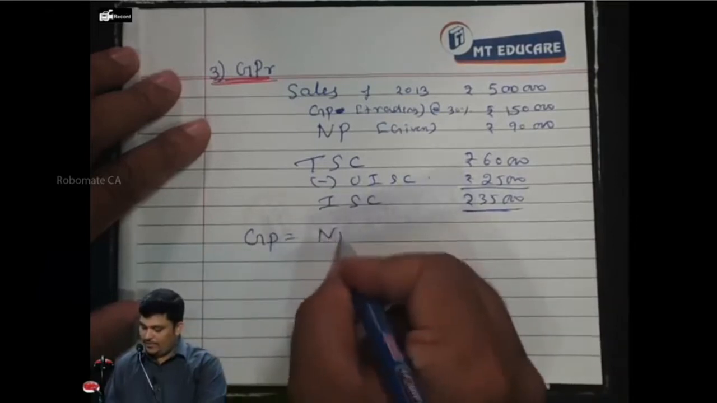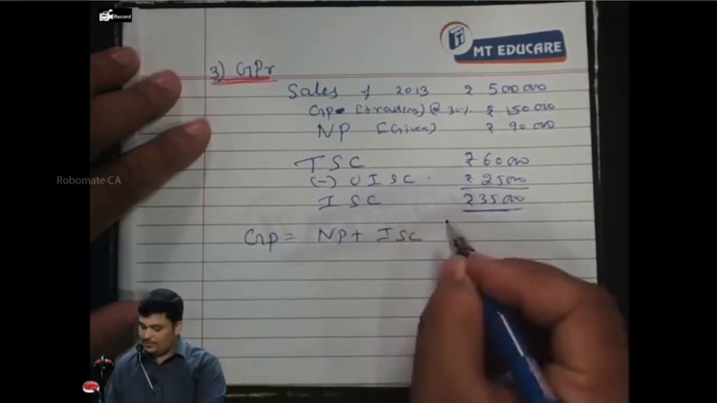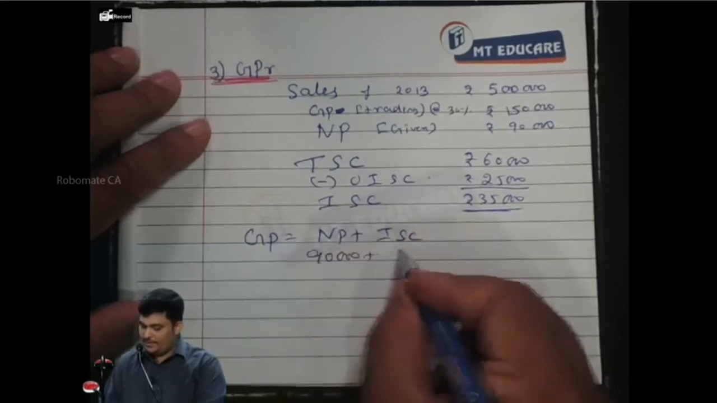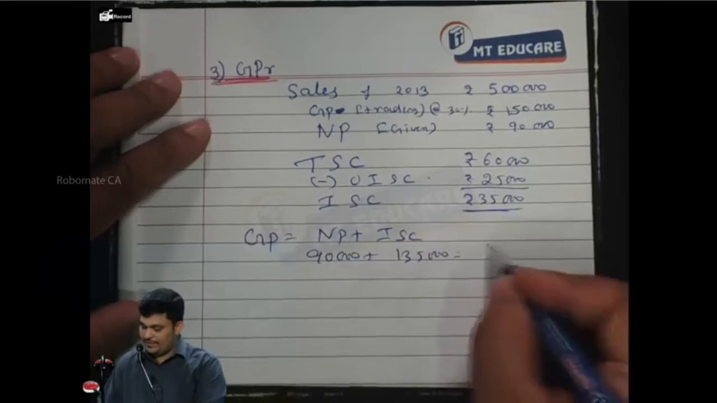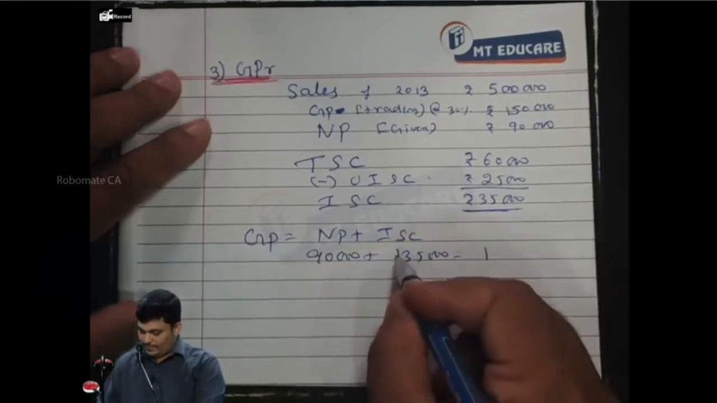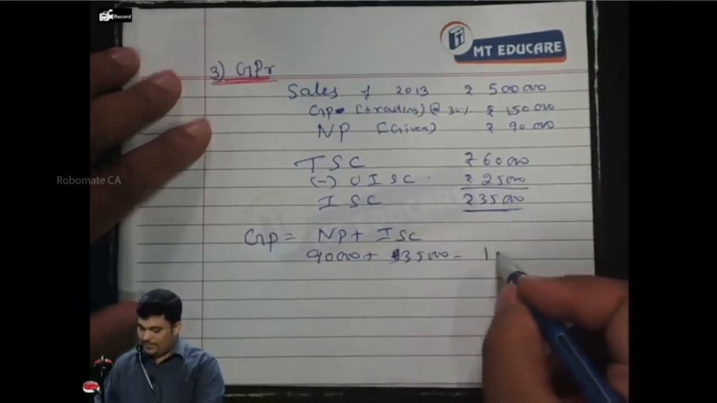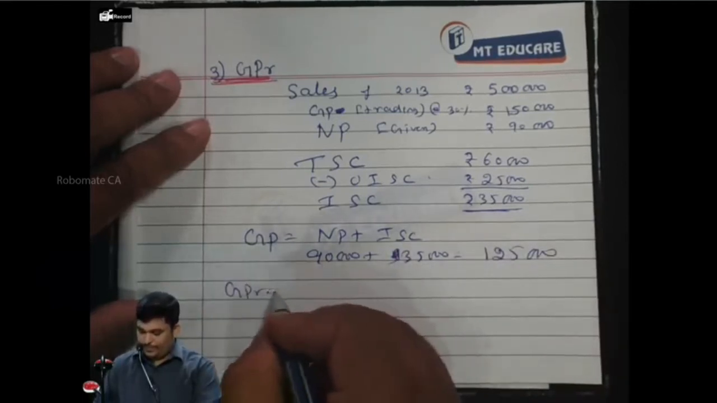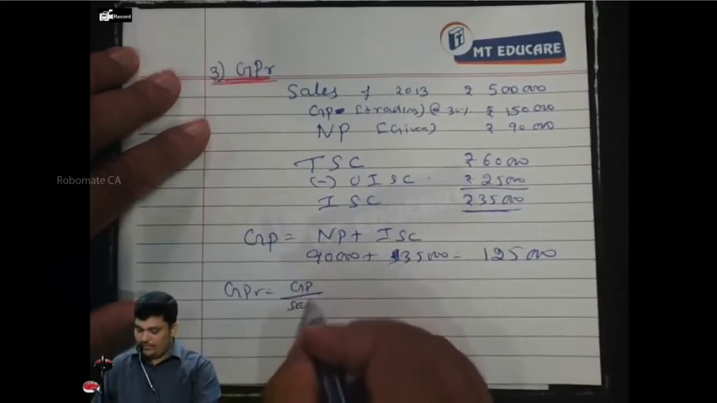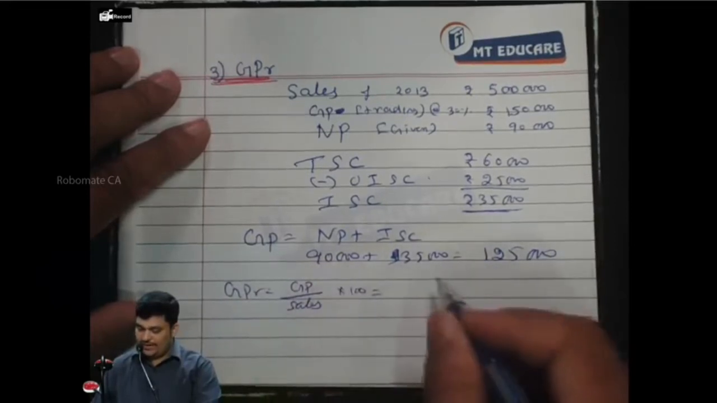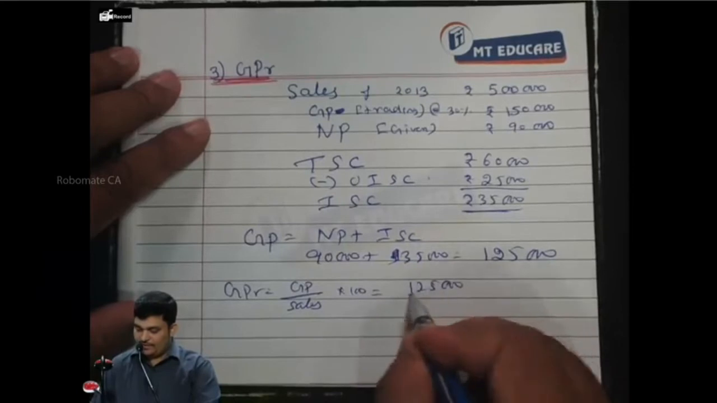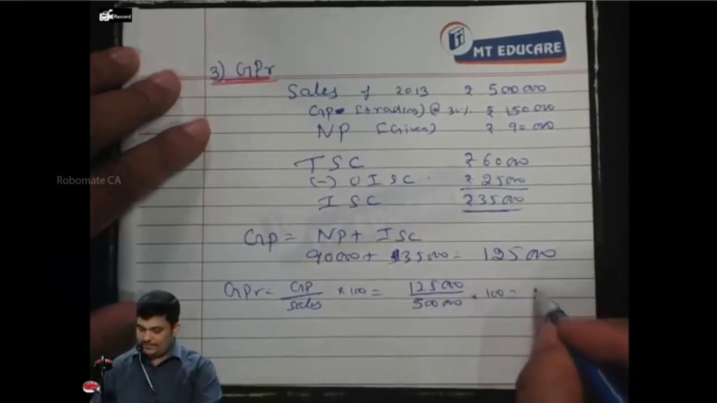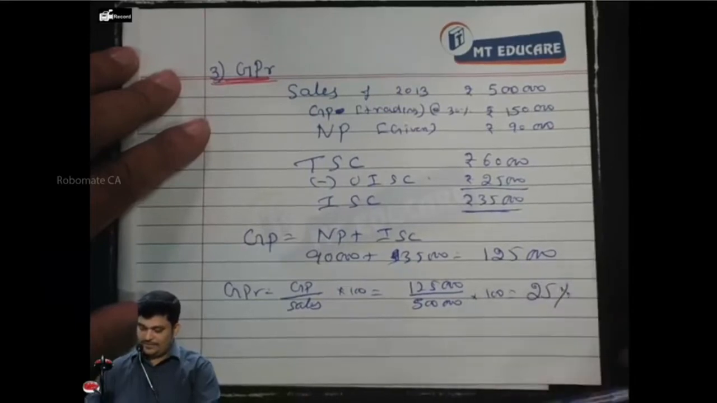GP equals net profit plus insured standing charges: 90,000 plus 35,000, that is 1,25,000. GPR equals GP by sales into 100. 1,25,000 by 5 lakhs into 100, which is 25%.